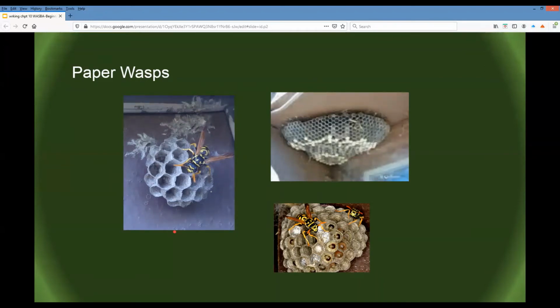These nests are usually small, and they usually don't have over about 100 members at a time. Relatively non-aggressive, again, good pollinators, beneficial to gardeners. They can have multiple queens and can get competitive. So there's those.